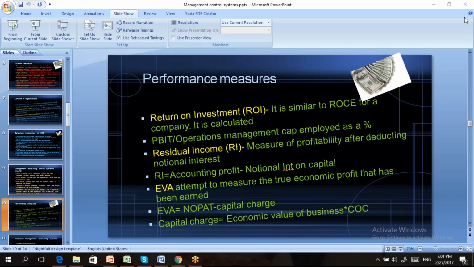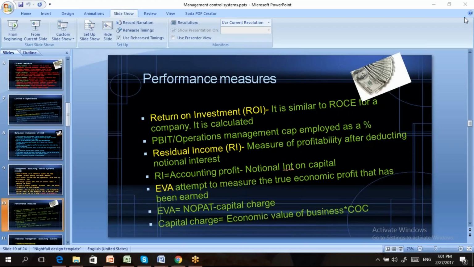Last time we were on the management controls, and we came up to a particular point about the measurement of various measurements. So we discussed residual income and also return on investment. Right? So what is return on investment?